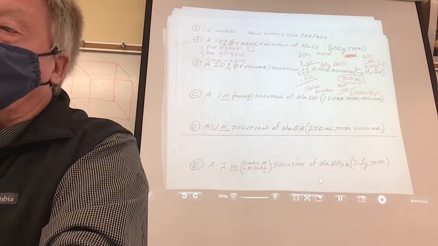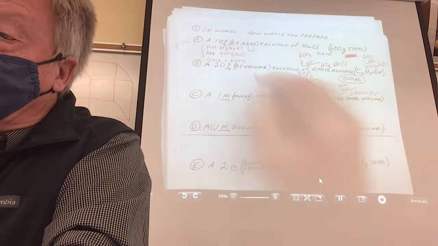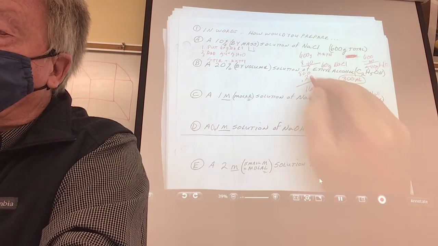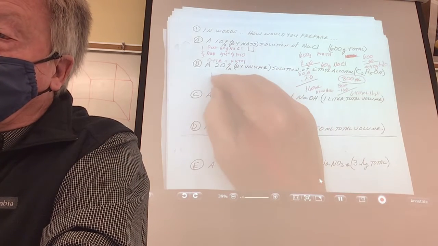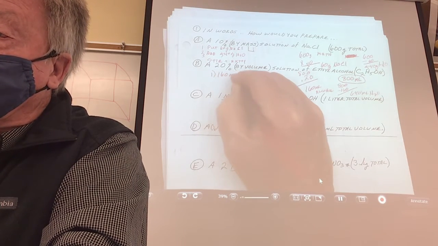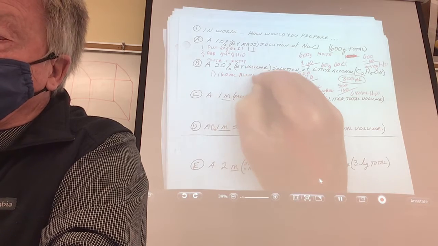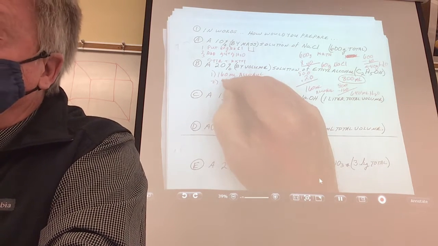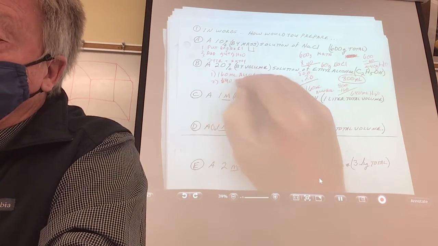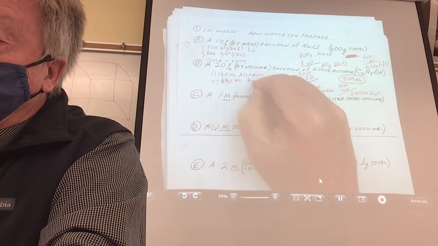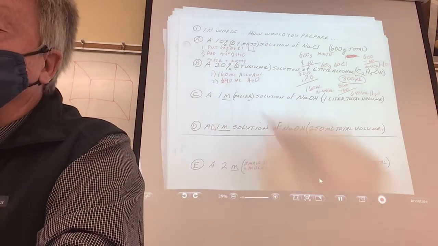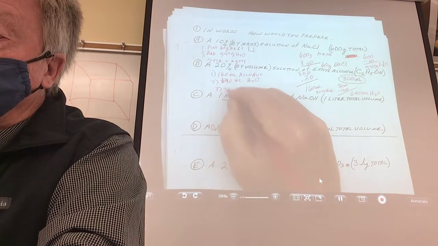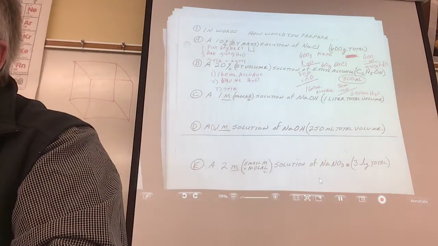Now look at the next one. It's the same thing, except I need 800 milliliters. What's 20% by volume? So I would add 160 milliliters of alcohol, and then add 640 milliliters of water. And again, I don't need any kind of special container. And then stir. There you go. And I don't know if I'm enjoying that.